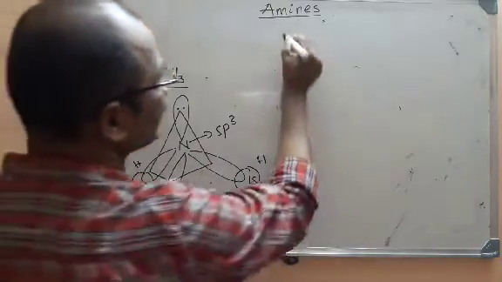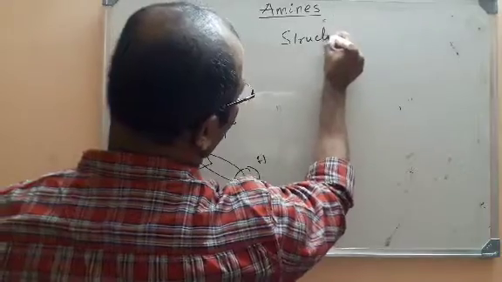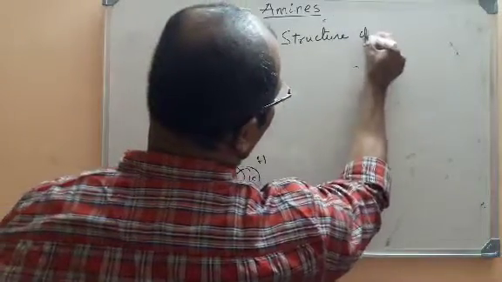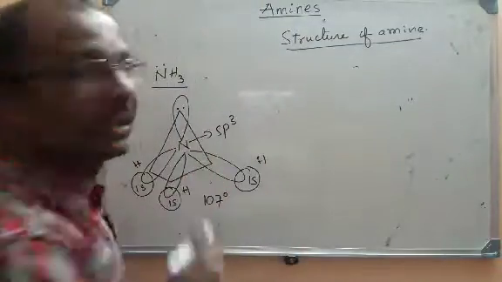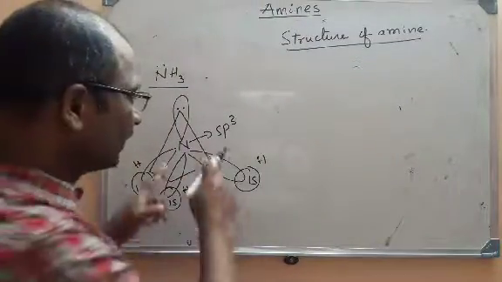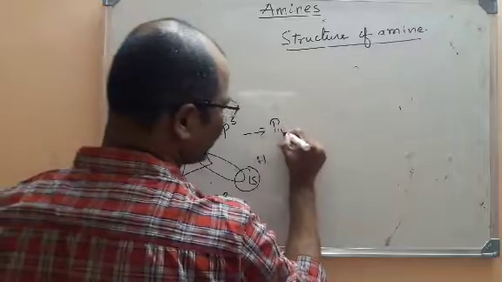Now let us go for the structure of amines. Now the structure of amine is resembling with ammonia because ammonia is the parent. Here what is the structure? It is a pyramidal structure.